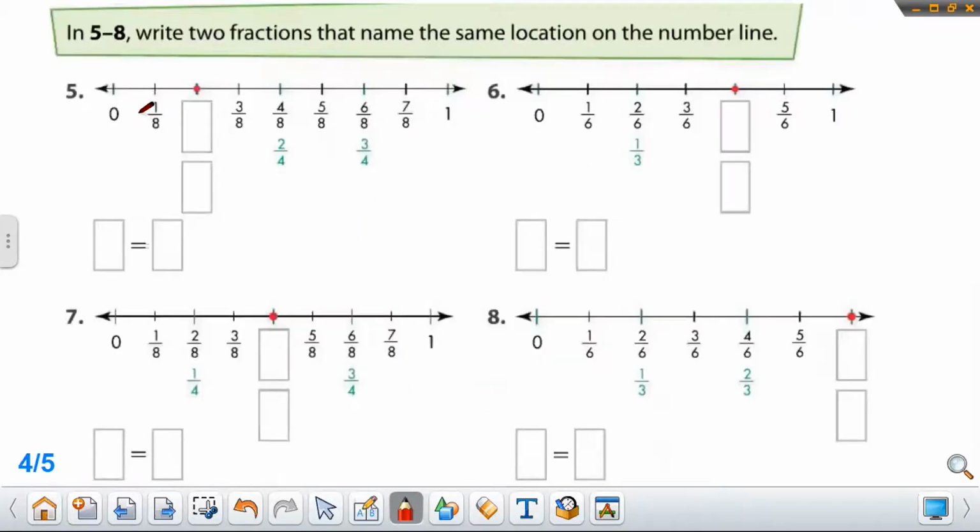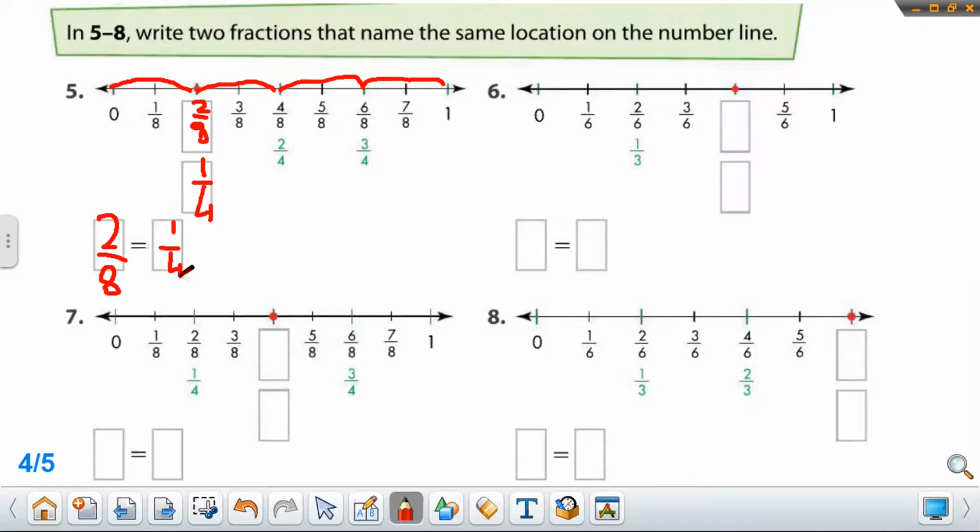In this question, 1/8. So here, of course, 2/8. Here, he also took each two together. 1/4, 2/4, 3/4, 4/4. So this one, yes, 1/4. So here, 2/8 is equivalent to 1/4. Okay.